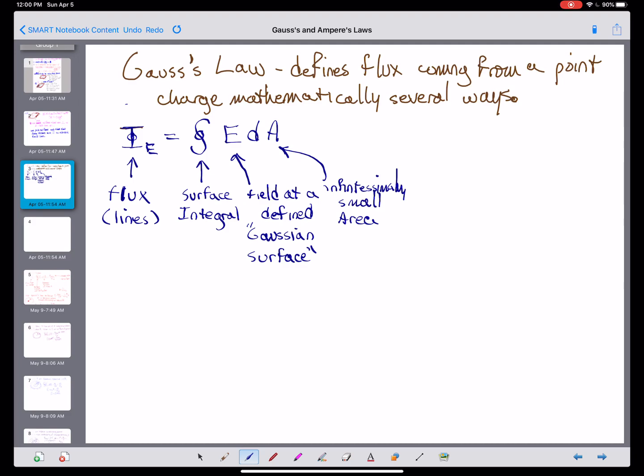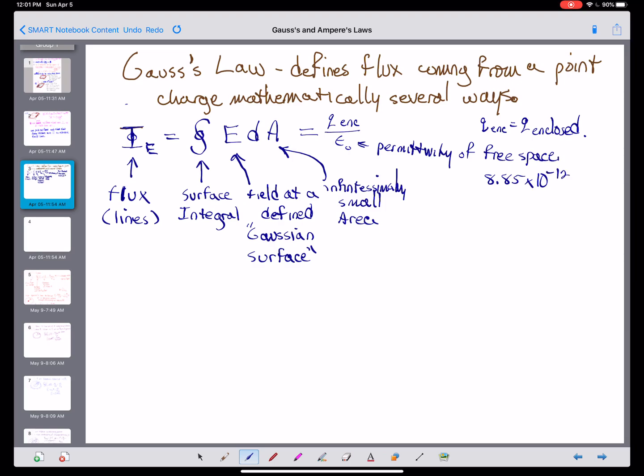Okay? Now, wait, here's that other equal sign we were talking about. All right, it equals this. And this is probably the most important part that people forget, because when you're solving a problem, when they ask for flux, people think, oh, I need EdA. No, sometimes you just need this last part, which is what we call Q enc. Now, what's Q enc? Q enc equals Q enclosed. All right, Q enclosed over, remember that? Epsilon naught. So there's your Q enclosed. And of course, that's the permittivity of free space, which is 8.85 times 10 to the minus 12th. You remember that? You do remember that, right?